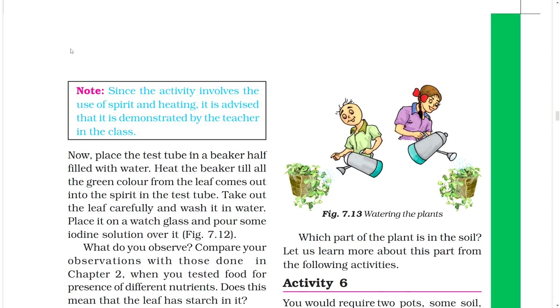Now, place the test tube in a beaker half filled with water. Heat the beaker till all the green color from the leaf comes out into the spirit in the test tube. Take out the leaf carefully and wash it in water. Place it on a watch glass and pour some iodine solution over it.